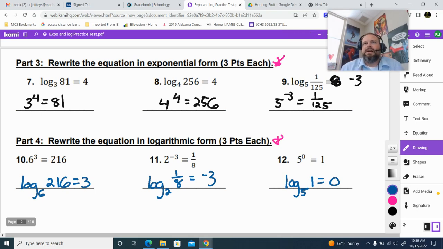Now, granted, I'm very happy that I got, what is it, 34 problems on the practice test? 32. Okay. I got 8 of them gone. So now we're only down to 24. All right. Everybody good through number 12?